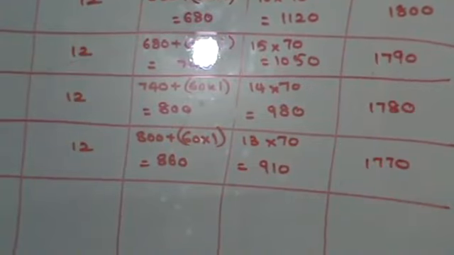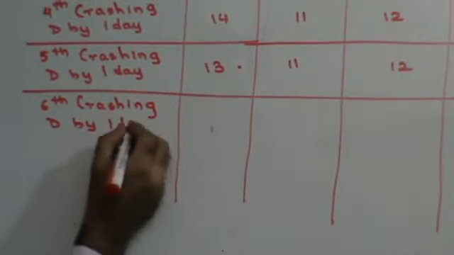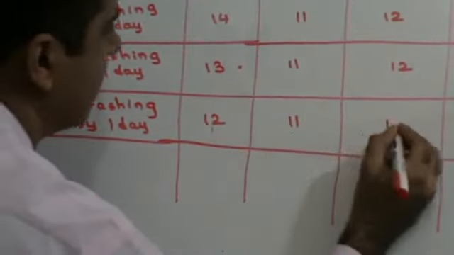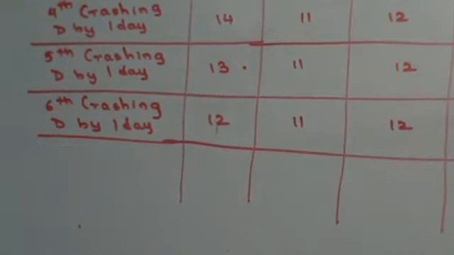Right? Sixth crashing. I've finished crashing D by 3 days. I can crash it by 5 days at maximum. So I'm doing the fourth crashing of D now. 13 becomes 12 days. Right? This becomes 11, this becomes 12. Fine, do we get this thing here?